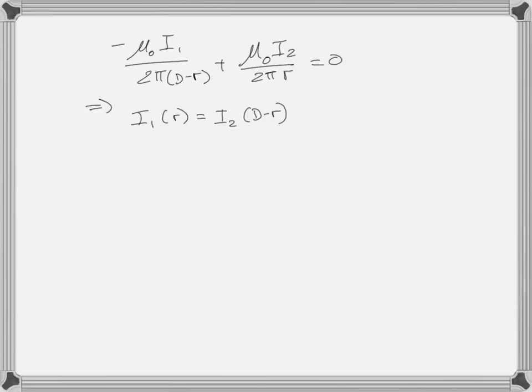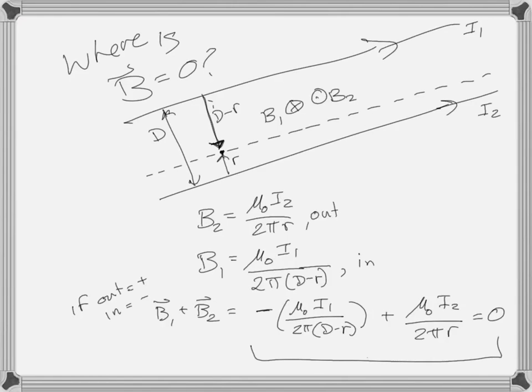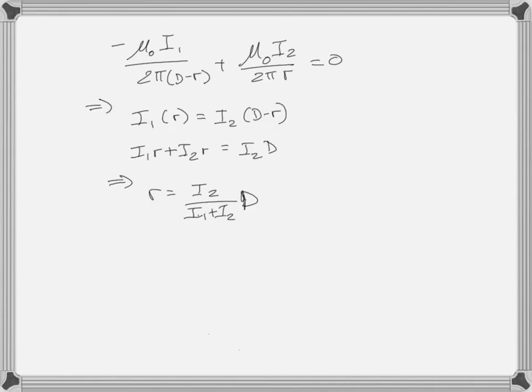In those 3 steps of algebra, I got this equation. And so therefore I get that the distance from I2, r, is I2 over the sum of the two currents times d. Let's just make sure that makes sense.